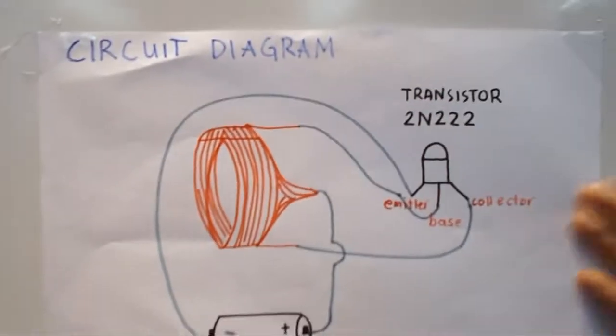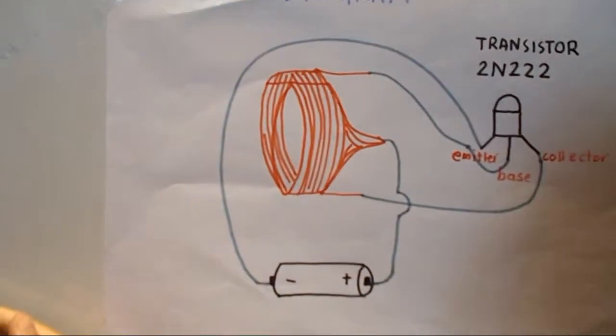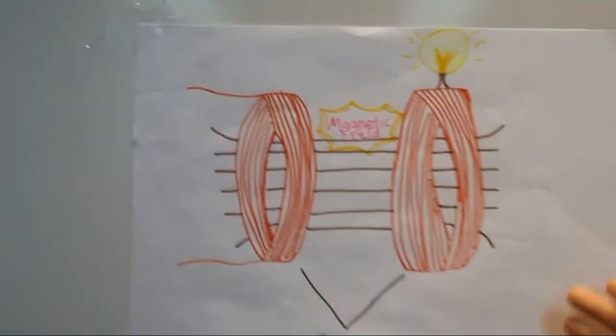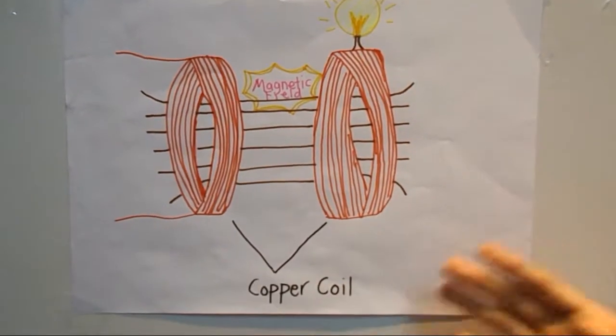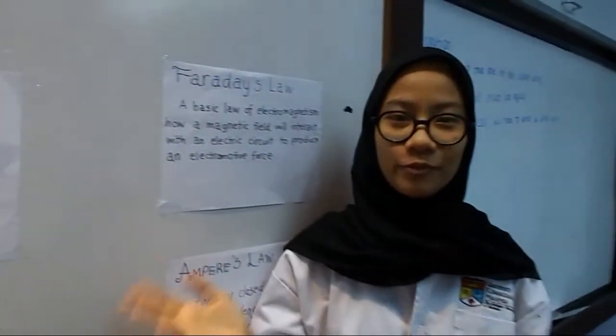This is a circuit emitter diagram, and this is a diagram of how the magnetic field happens. And that's all from me.